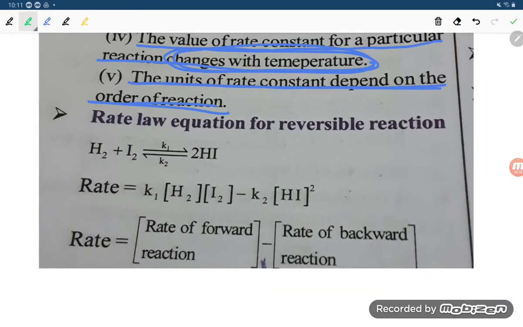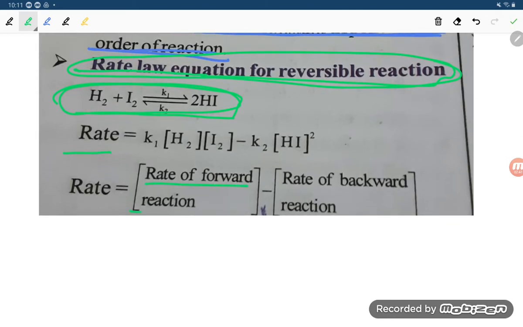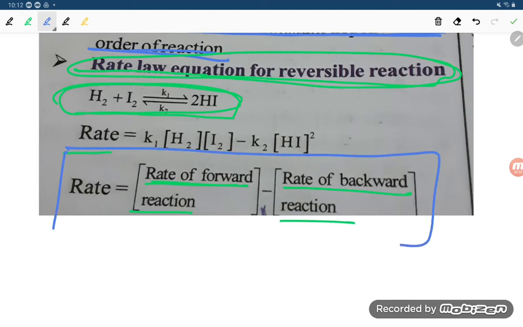For example, the rate law equation for the reversible reaction. How can you understand the rate law equation for the reversible reaction? So H2 plus I2 giving 2HI. Rate is equal to K1[H2][I2] minus K2[HI]^2. It means rate of forward reaction minus rate of backward reaction. This is how we determine the rate of the reversible reaction: rate of forward reaction minus rate of backward reaction.